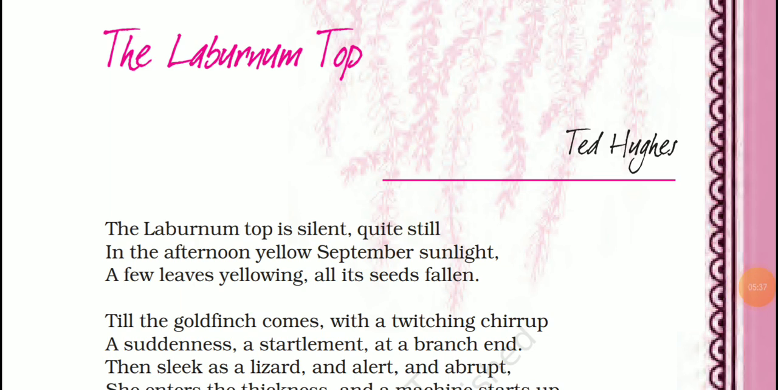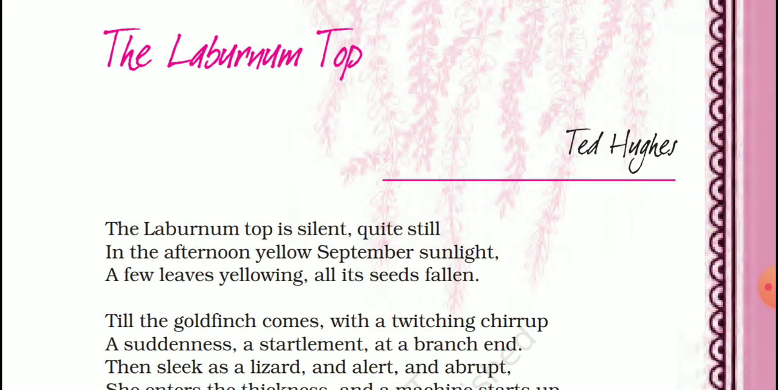So, dear students, this was all about the summary of the poetry. Now, let us start with line by line explanation of the poem. Poem 2, The Laburnum Top. The laburnum top is silent, quite still. In the afternoon, yellow September sunlight, a few leaves yellowing, all its seeds fallen.